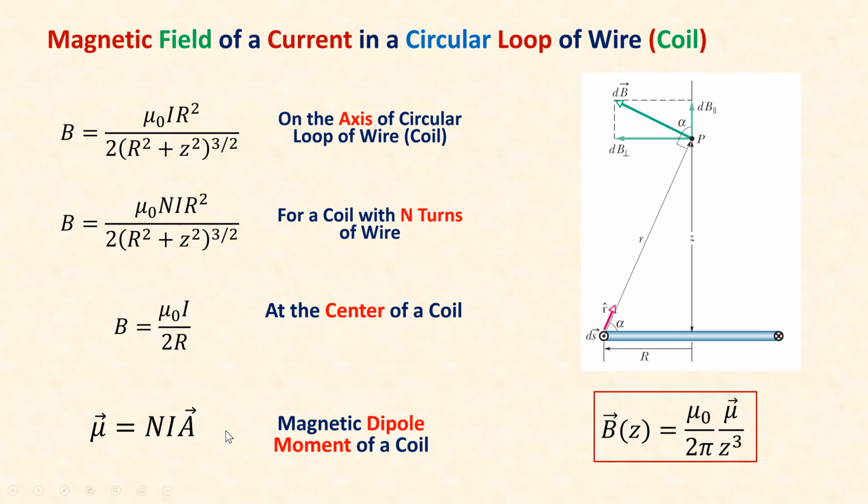And with the definition of the magnetic dipole moment of the coil, which is N I A, we can write the magnetic field of this coil as mu naught mu over 2 pi z cubed, which falls off with the cube of the distance when z is much larger than r. So that applies for anything that is small but has a magnetic moment.